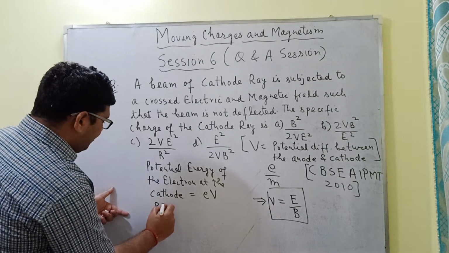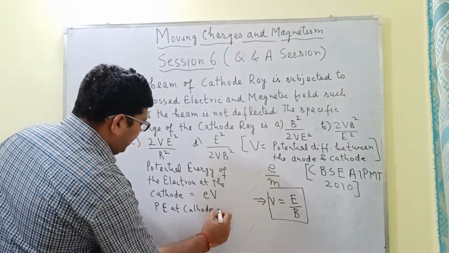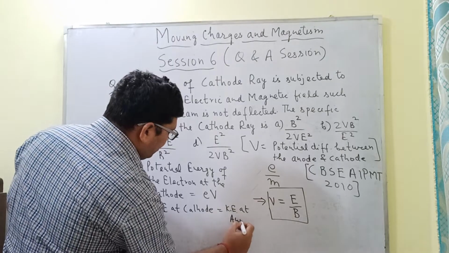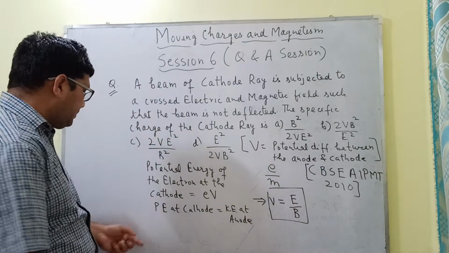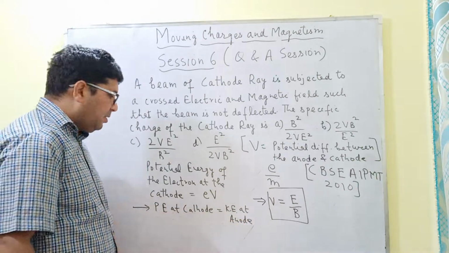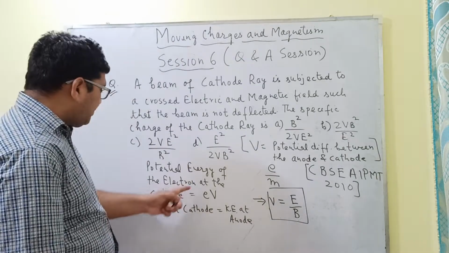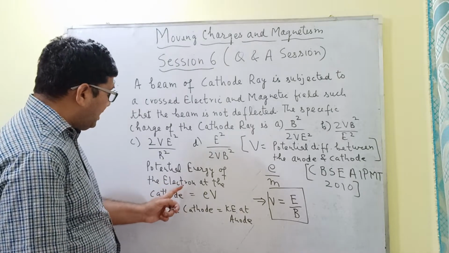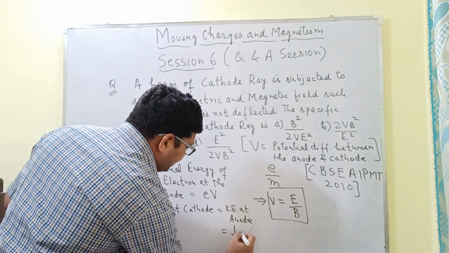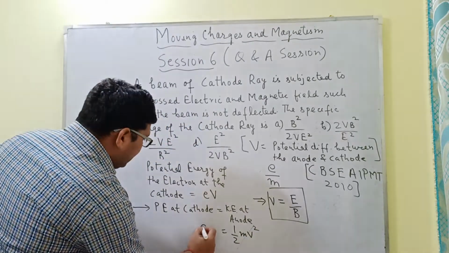That is, the potential energy at the cathode will be equal to the kinetic energy at the anode, by the law of conservation of energy. So the potential energy of the electron at the cathode is equal to e into V, and the kinetic energy will be equal to half m v square, where m is the mass of the electron and v is the velocity of the electron, and this will be equal to e into V.